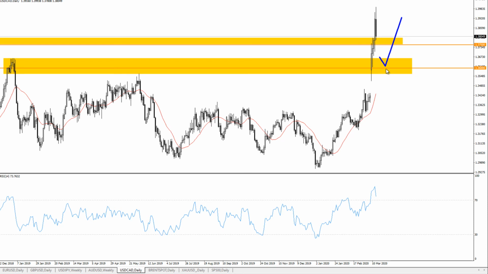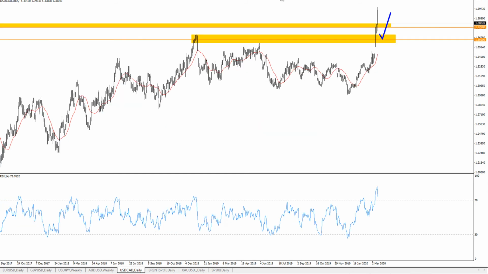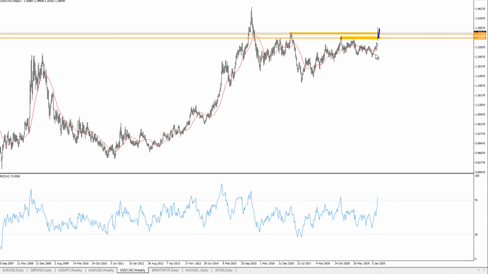But I tend to suspect that maybe we go a little bit lower here, and it would be a better entry point if we could trade in around 136 and this previous area of resistance down here. If we drop below 136, I think we fill the gap, and we're kind of into failed breakout territory then, and we possibly head back down towards the lows.